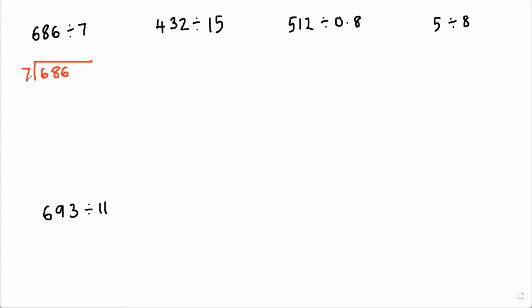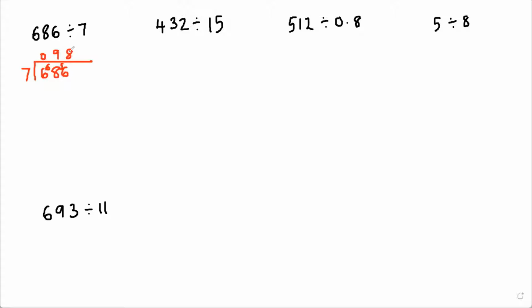So this is the short division method I'm going to demo here. 7 will not go into 6, so we're going to carry the 6 over. 7 goes into 68 9 times, and 9 times 7 is 63, so we have 5 to carry over, and 7 goes into 56 8 times. So the answer here would be 98.